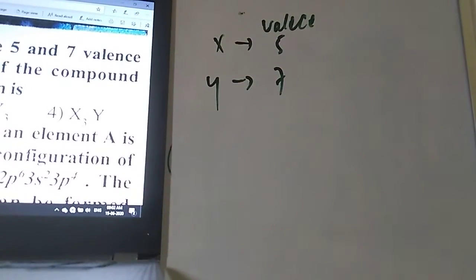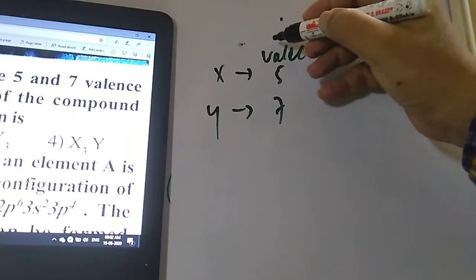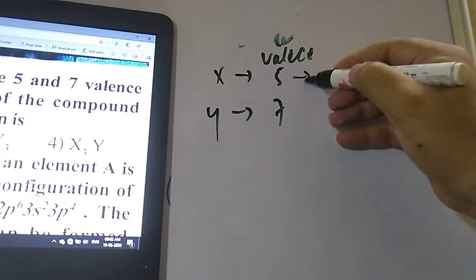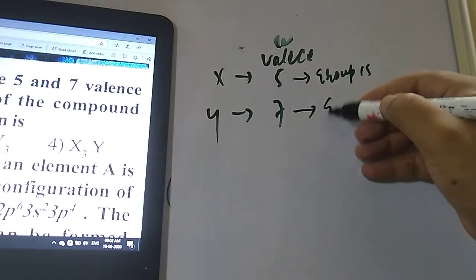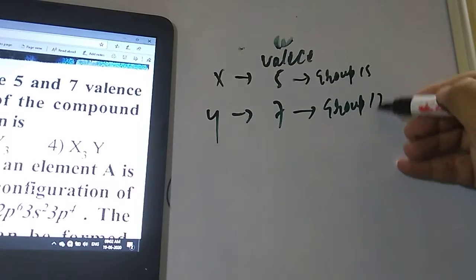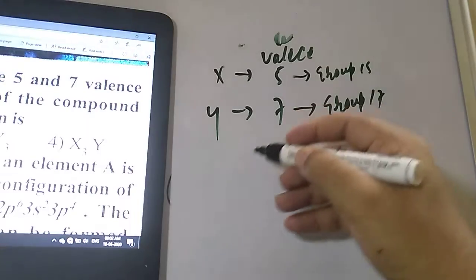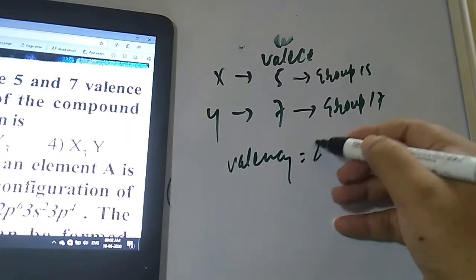Here you do on the board. So 5 valence electrons means, student, this belongs to group number 15. Here you are writing group 15, and 7 valence electrons means group 17. Dear student, when 5 valence electrons are there, valency is equal to 8 minus 5.